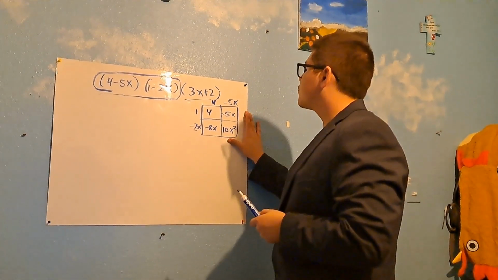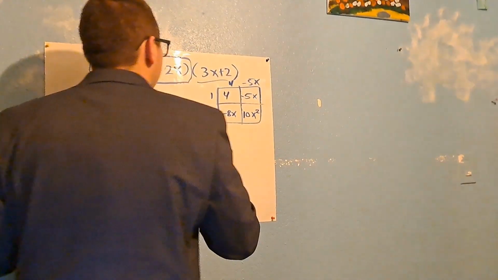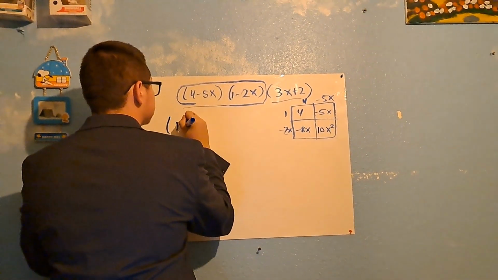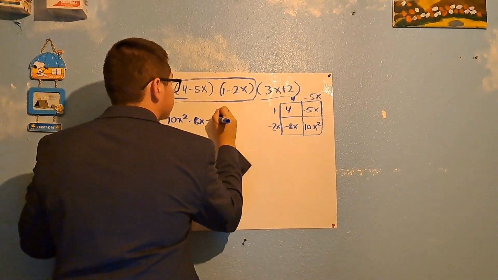Okay, so after we finish our FOIL method, what do we do? Now we get all our values and put them back into an equation.